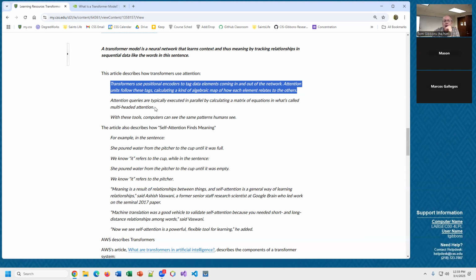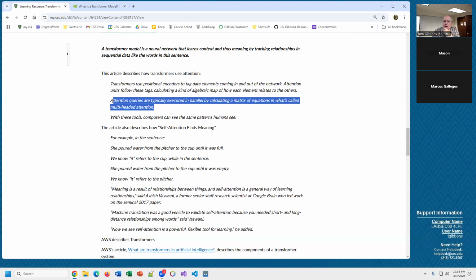So attention queries are typically executed in parallel by calculating a matrix of equations called multi-headed attention. This is what NVIDIA does really well. They do matrix multiplication very fast on their chips. A lot of the graphics that we use in games and stuff is all just matrices. We've converted all that to matrix multiplication, numbers on the display. And again, if we can get this attention stuff to be simply matrix equations, we can run this very fast.